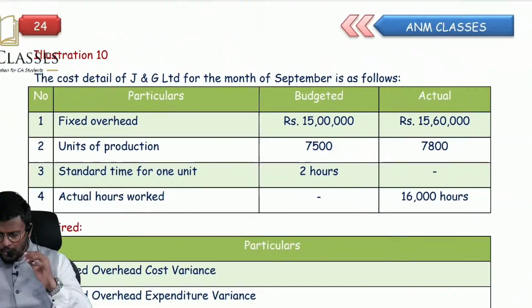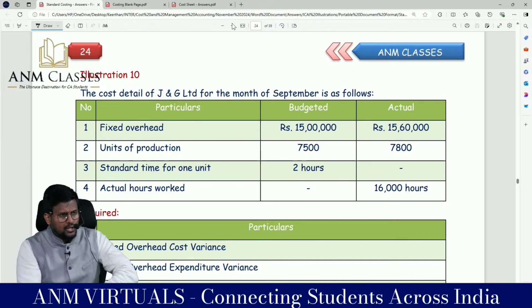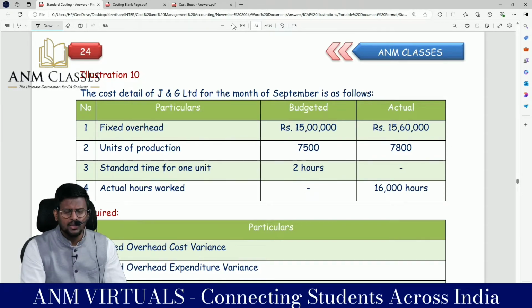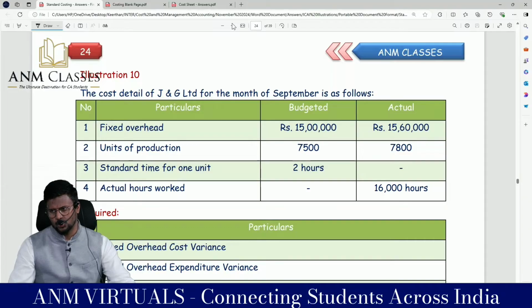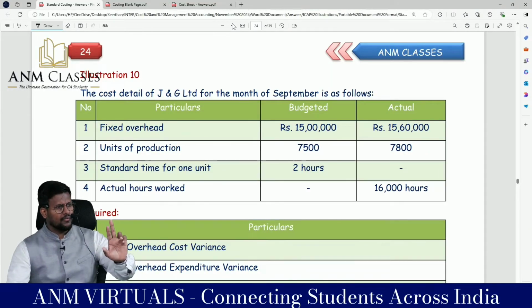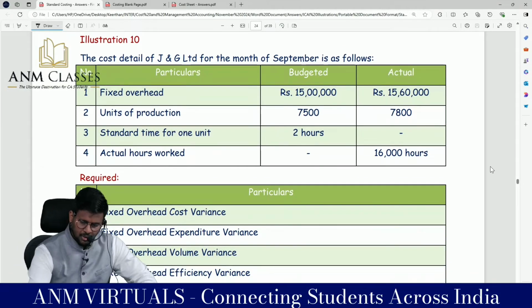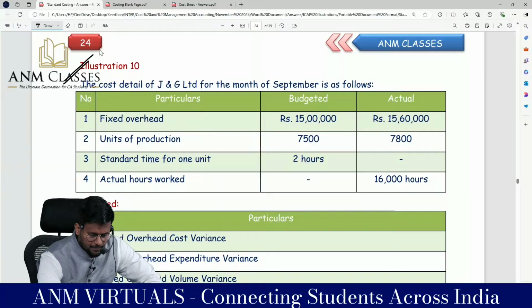Very happy morning to all. We are doing standard costing. We are on the verge of completing the ICAI illustrations. We have done up to illustration number 9, 10, 11, 12, 13. 4 questions we are going to do in this slot. Question number 10 is the target.